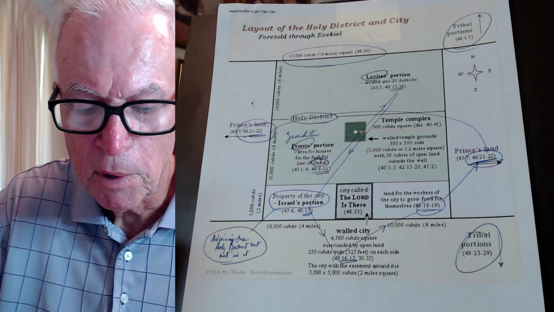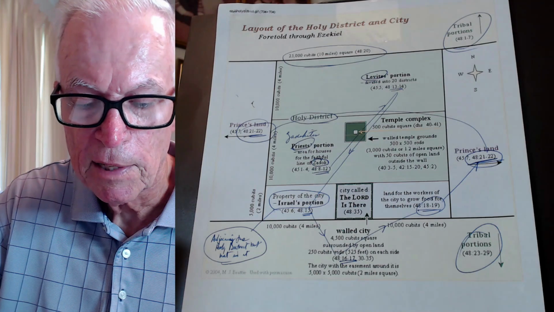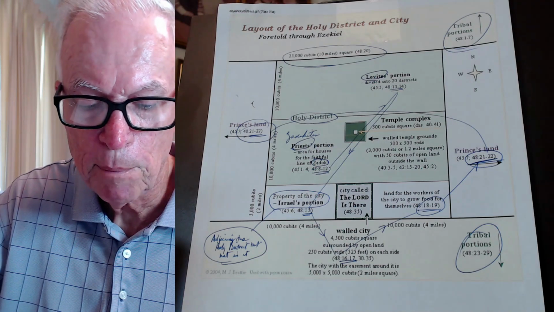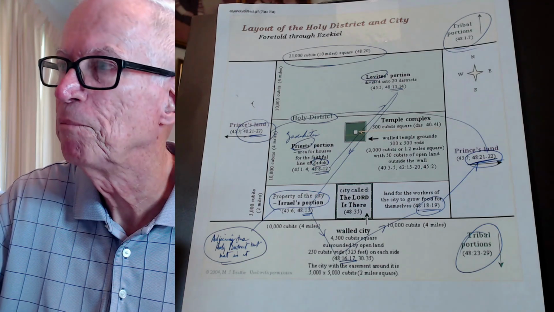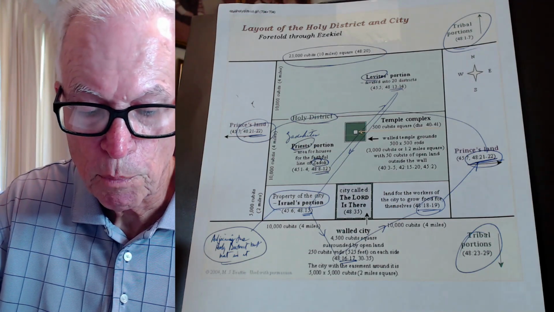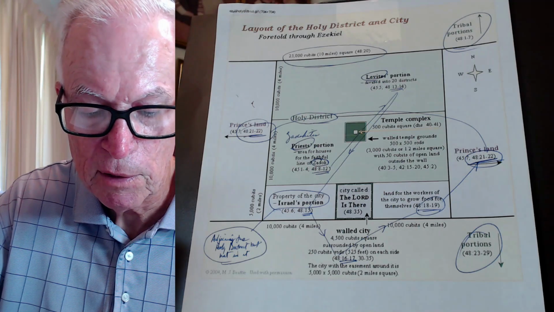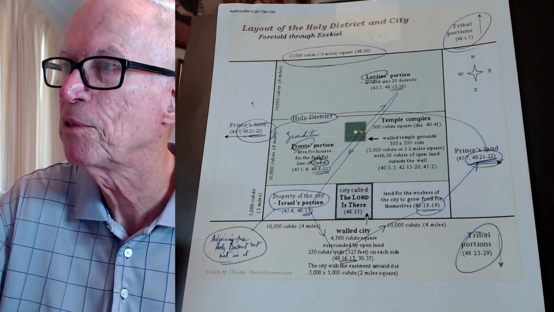Both these areas running the length of the tribal portions will belong to the prince, and the sacred portion with the temple will be in the center of them. Verse 22, so the property of the Levites and the property of the city will be in the center of the area that belongs to the prince.